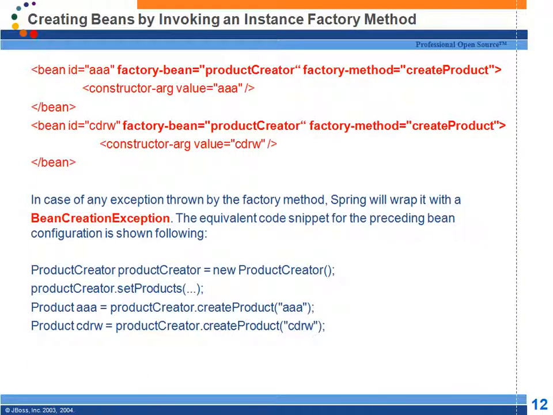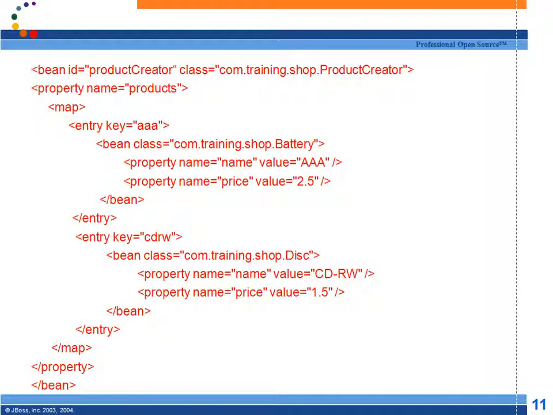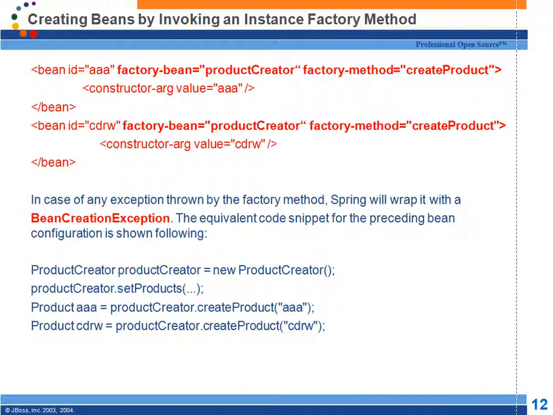Now see here, factory bean is equal to product creator. It's the same as this ID product creator. On this bean there is a method to be called. Factory method is create product, and this is a value. So now what will the application context do? It will use this bean dot create product, and this parameter is passed. Whatever it is returning will be the bean, right? So this is the way to create a bean using an instance method. Okay.